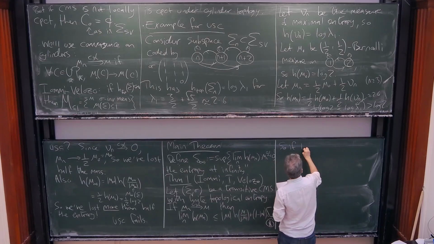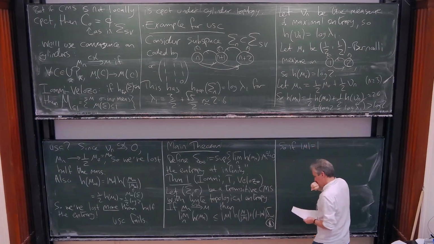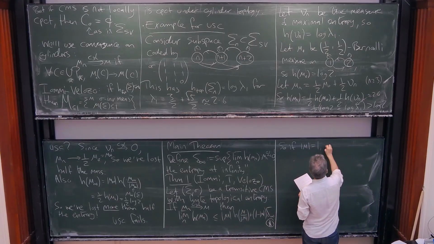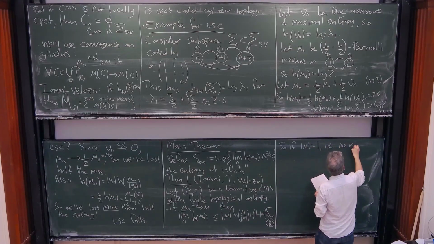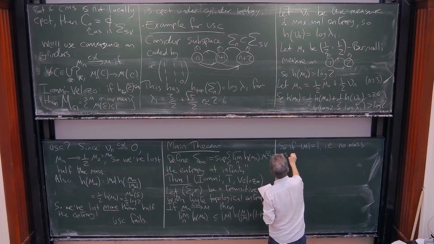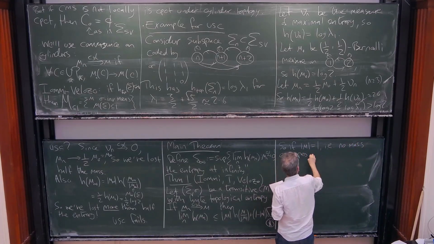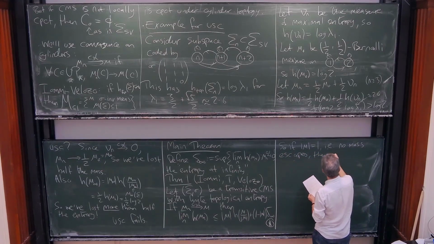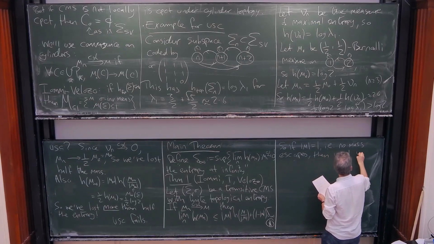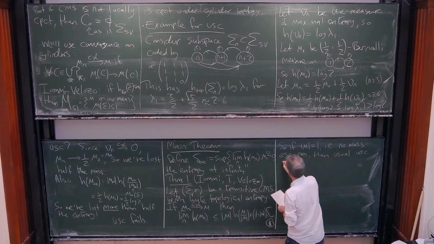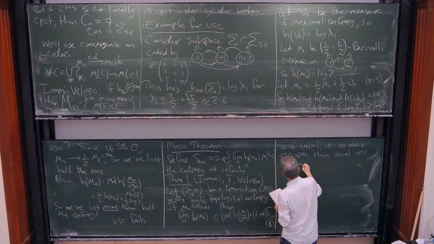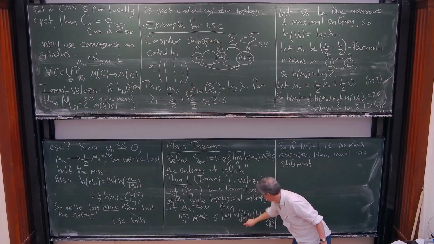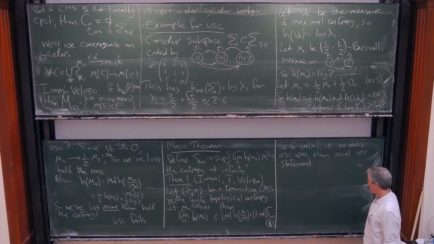So, if the total mass is equal to 1, then this right-hand term is just 0. So, if the total mass is 1, i.e. no mass escapes, then we get the usual upper semicontinuity statement.